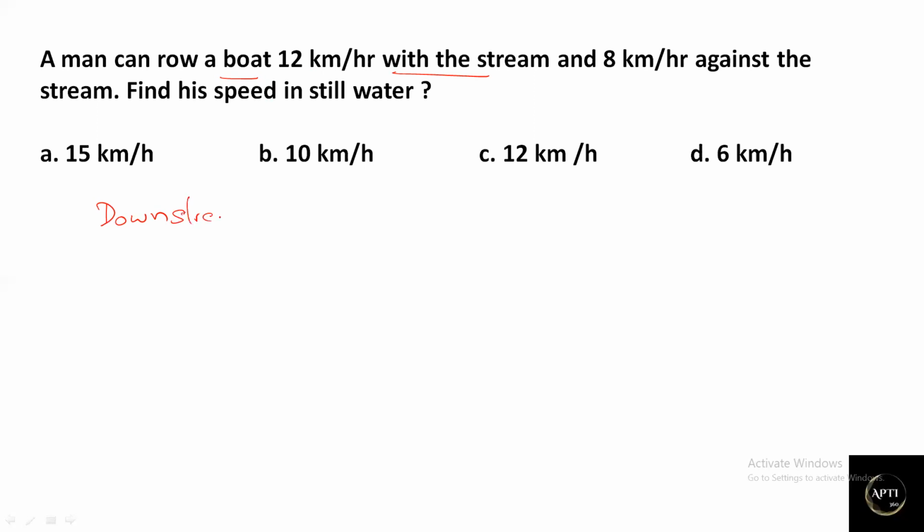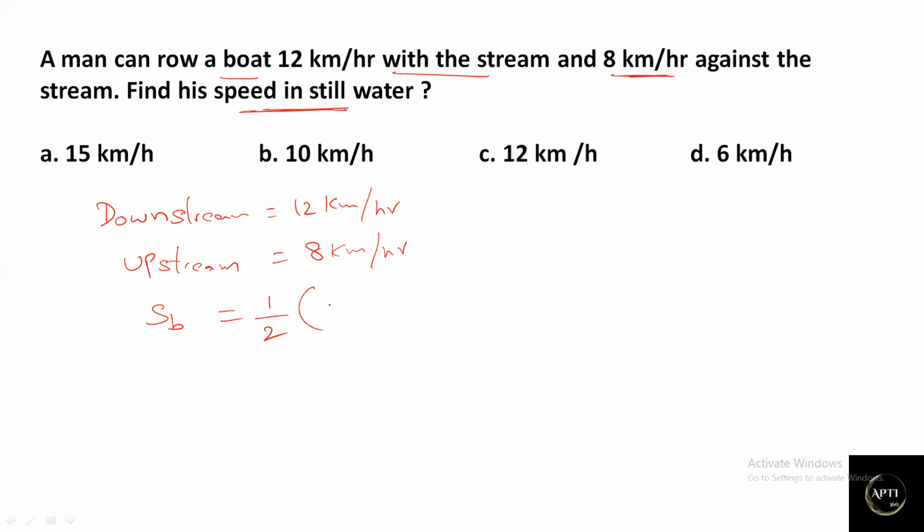When downstream is given as 12 kilometer per hour, and 8 kilometer per hour against the stream, this indicates upstream. They will give against or along with the stream. Now what do we need to find? Speed in still water. Find his speed means he is in the boat, right? So what will be the speed of boat in still water? What I said, one simple formula, speed of boat is equal to half into downstream plus upstream. This is what we discussed, right? Two important formulas.